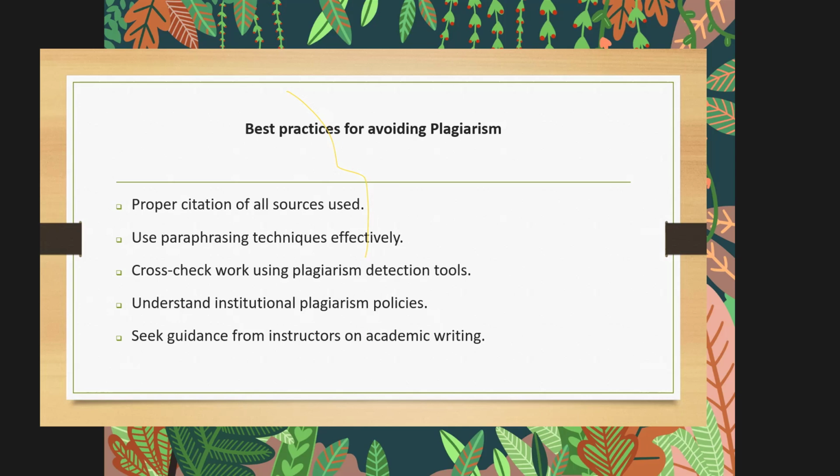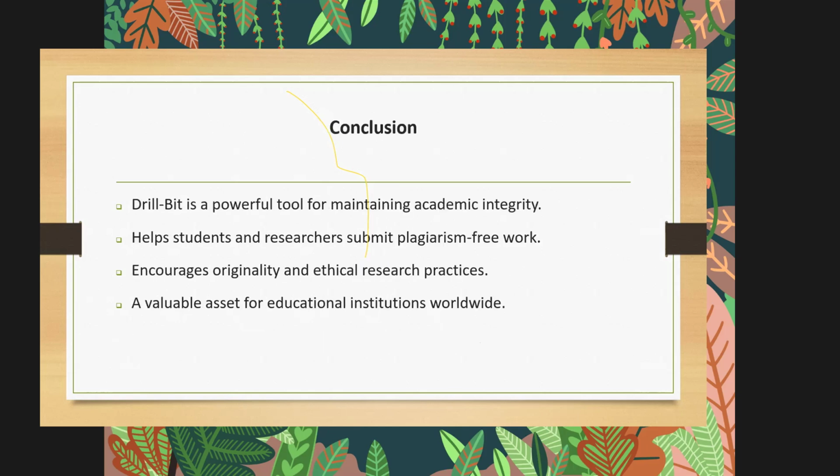Use paraphrasing techniques effectively. Cross-check work using plagiarism detection tools. Understand the institutional plagiarism policies, and also seek guidance from the instructors on academic writing. In conclusion, Drillbit is a powerful tool for maintaining academic integrity. It helps students and researchers submit plagiarism-free work, and also encourages originality and ethical research practices. So it is a valuable asset for educational institutions worldwide.